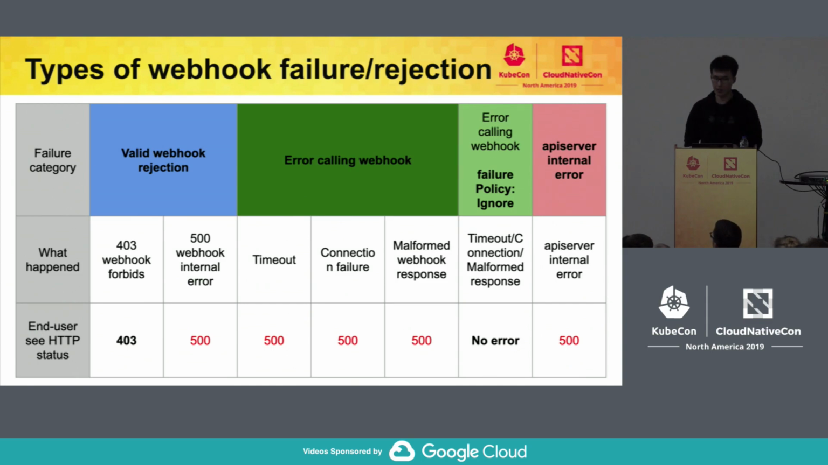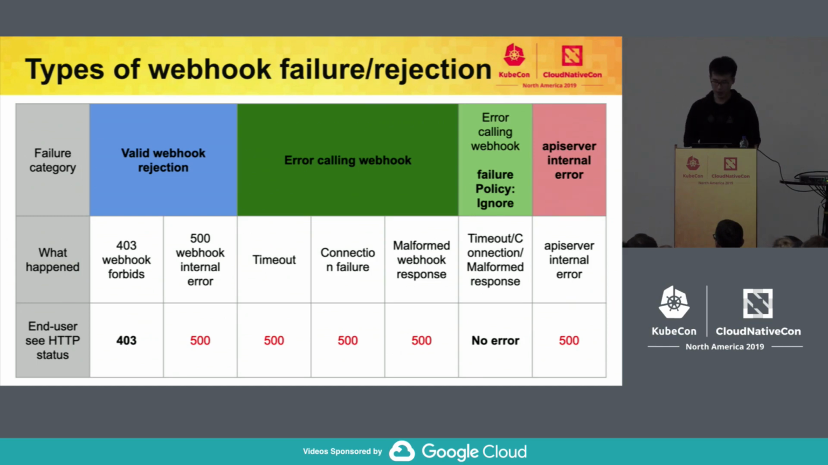To make the table a little bit more complex, in the webhook configuration, each webhook can configure a failure policy. In the V1 API, the value defaults to reject, but you can configure it to ignore when you set up a webhook. In that case, if an error calling webhook occurred, for example timeout, connection failure, or malformed response, the API server will ignore the webhook invocation failure and return no error to the end user.